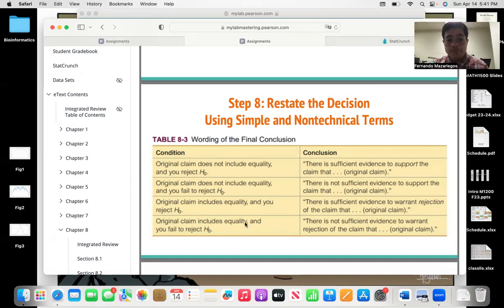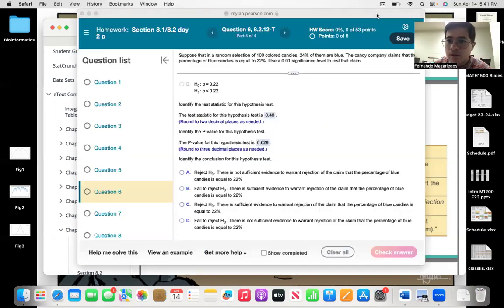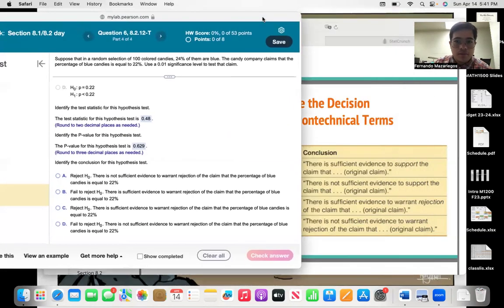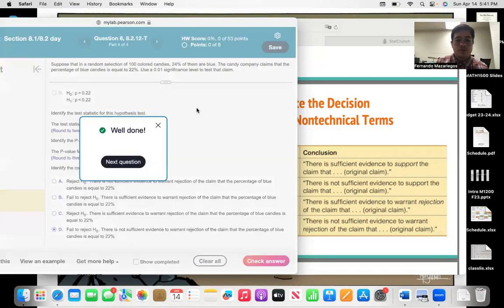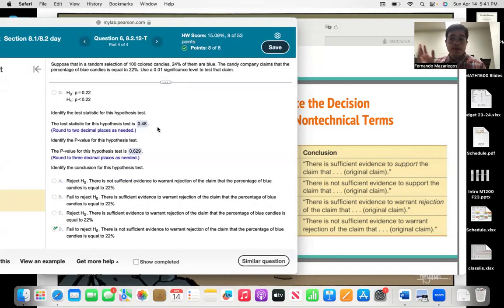Original claim includes equality, and you failed to reject the null hypothesis. So we want to look for a sentence that looks like this. There is not sufficient evidence to warrant rejection of the claim that original claim. So let's take a look at our options. First of all, we have to say if we reject or we fail to reject. We fail to reject, so it is either B or D. And there is not sufficient evidence to warrant rejection of the claim that the percentage of blue candies is equal to 22%. That's that.